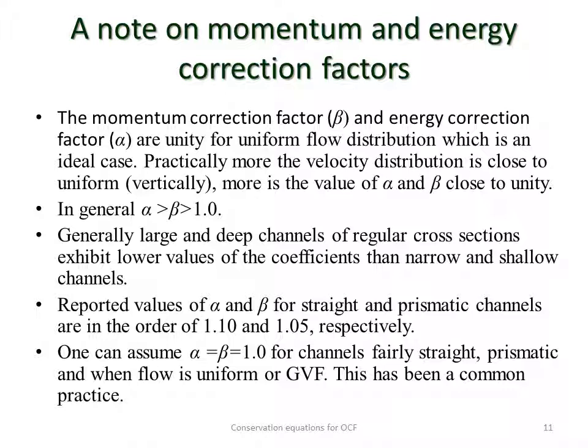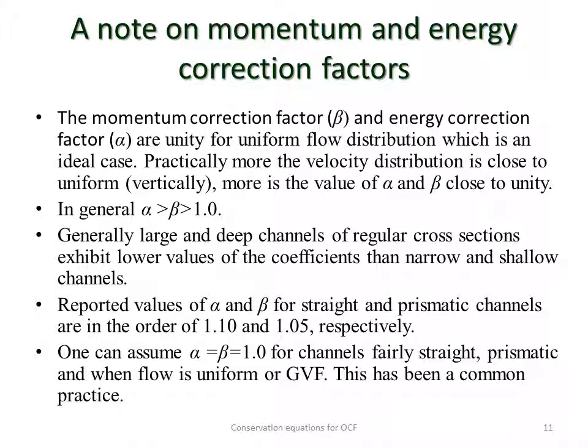For large and deep channels of regular cross section, they tend to have lower values of the coefficients, whereas narrow and shallow channels tend to assume higher values of the coefficients alpha and beta. Typical values of alpha and beta for straight and prismatic channels, as reported in the literature, are in the order of 1.10 and 1.05.